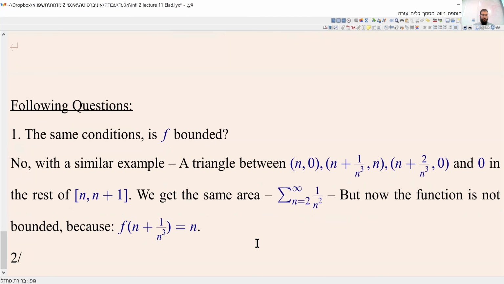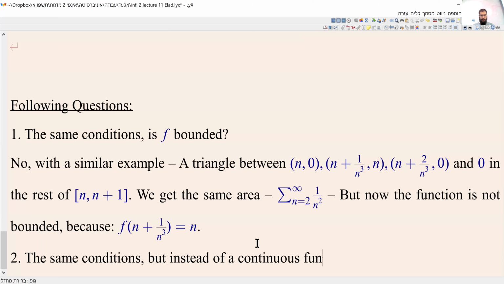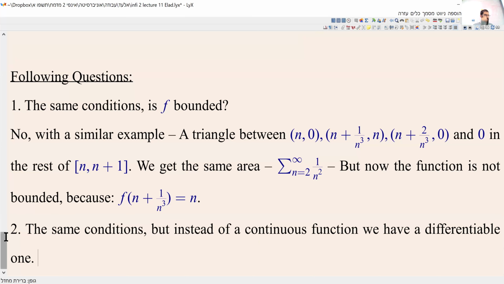Second question, the same conditions, but instead of a continuous function, we have a differentiable one. I mean, a stronger condition. Do these stronger conditions imply that f goes to 0, or at least that f is bounded? Yet again, the answer is no.